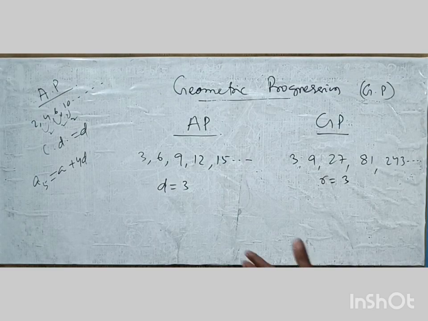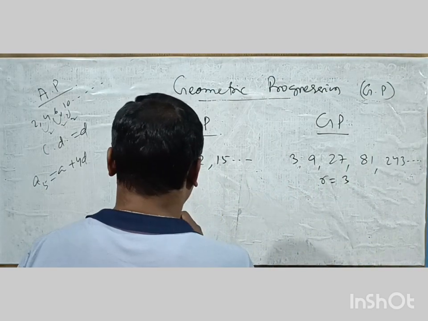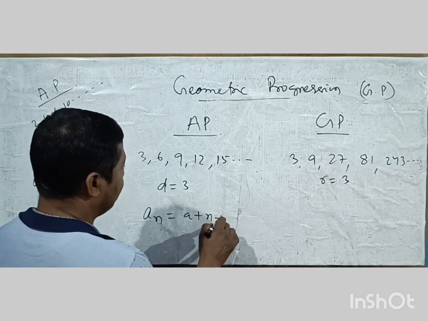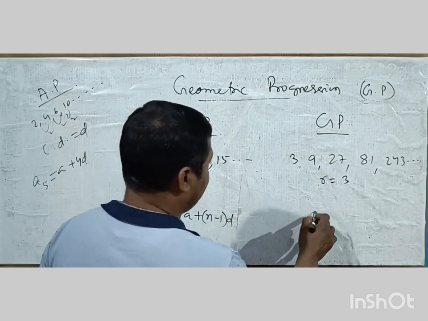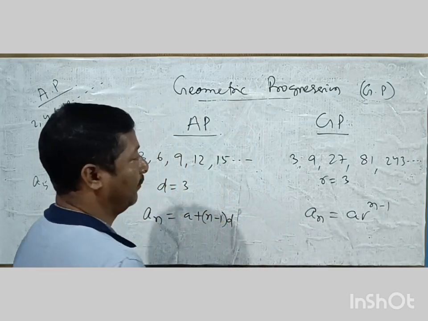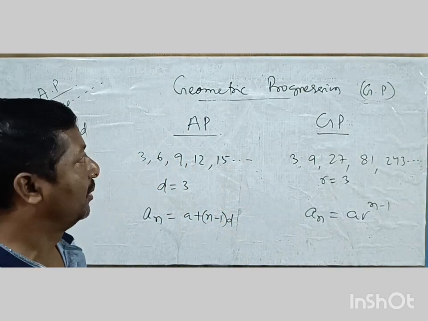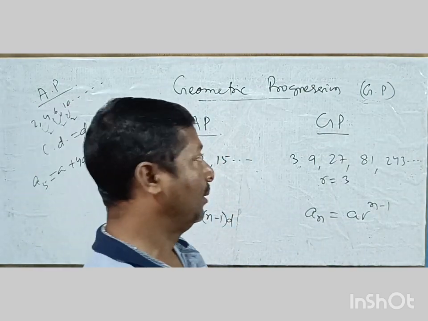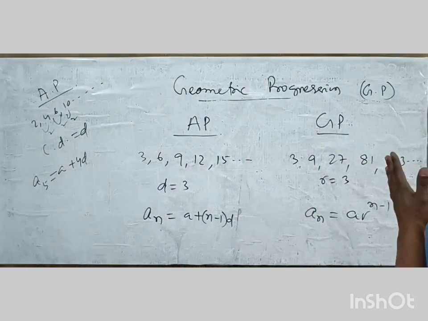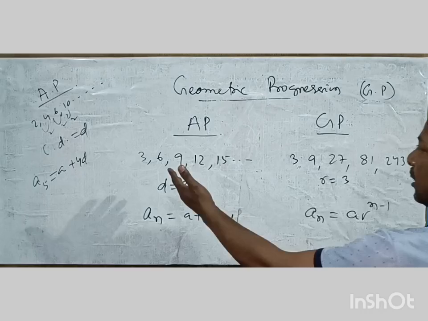But the sequence is different. Here An is equal to A plus (n minus 1) into D, but here An is AR^(n minus 1). So this is the difference. It is increasing in a multiplicative way, this is in an additive way.